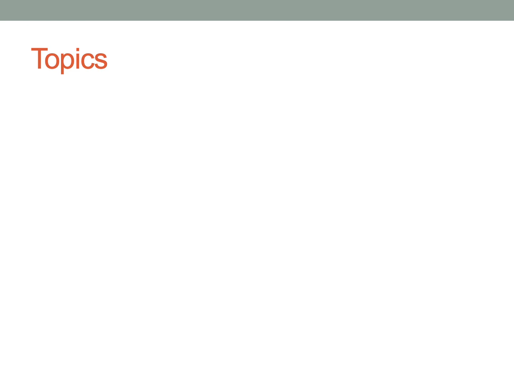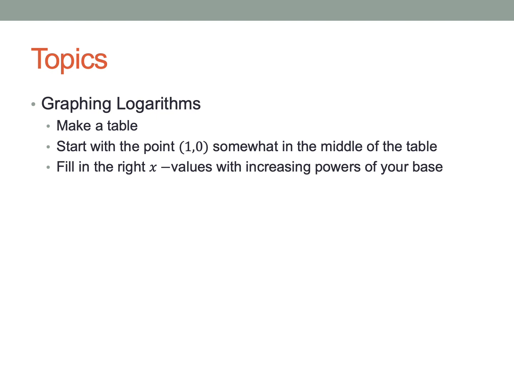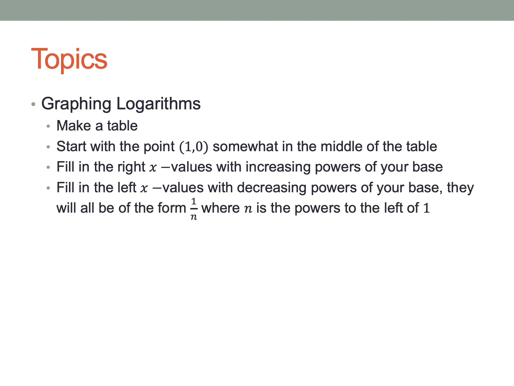So topics: graphing logarithms. Basically, the steps are: you first make a table, and then you want to start with the point (1, 0) somewhere in the middle of the table. And then you fill in the right x values with increasing powers of your base. So that's why the right side of 1 was 3, 9, 27, 81, or 6, 36, 216, 1296. And then you fill in the left x values with decreasing powers of the base.